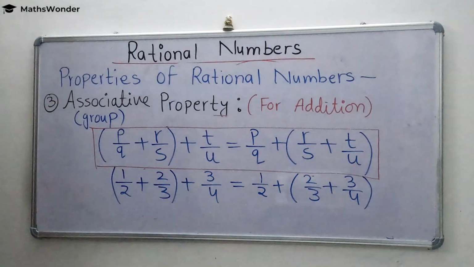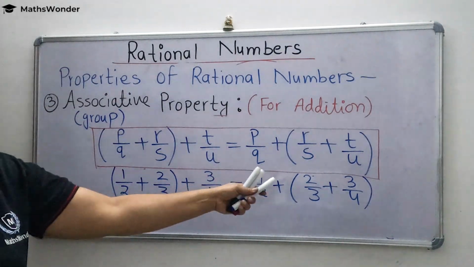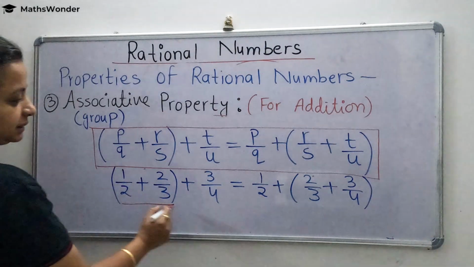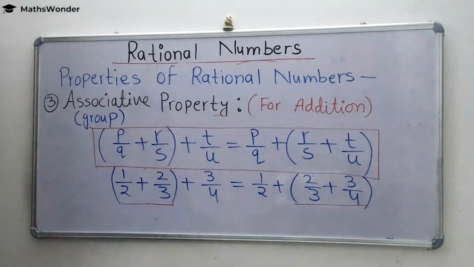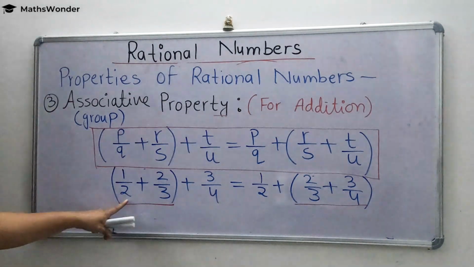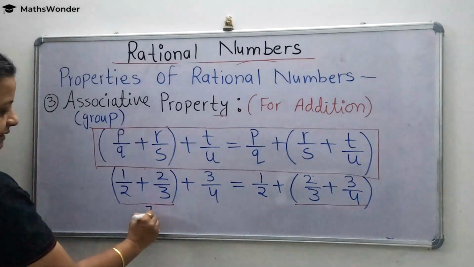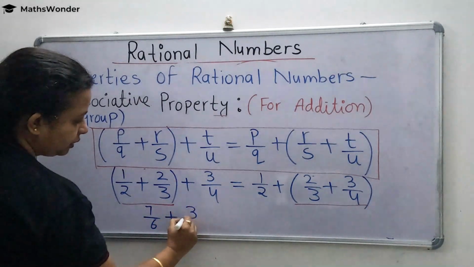So verify that the sum of three rational numbers remains the same even after changing the grouping. See, I have changed the grouping. Here the parenthesis is on the first two numbers, here on the last two numbers. Always solve the parenthesis first. So what will be the answer? 7 over 6. Yeah, 7 over 6 plus 3 over 4.